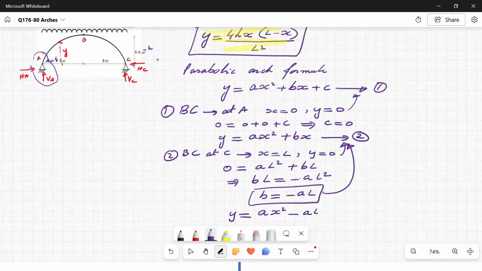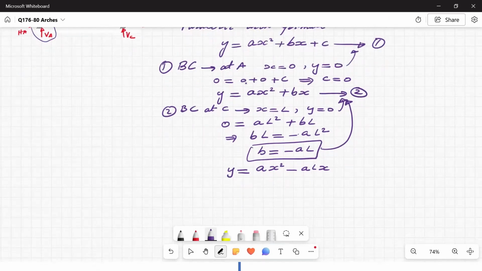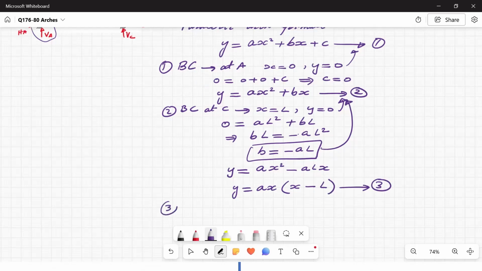minus aL and x. And I can write this equation as y is equal to, if I take ax as common, I can write this equation as x minus L. This is equation 3. And then I will apply the third boundary condition, BC at B, which is the center.